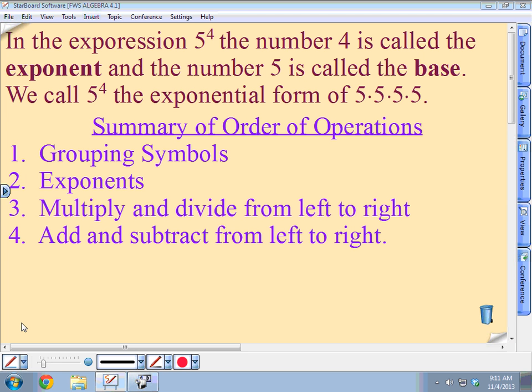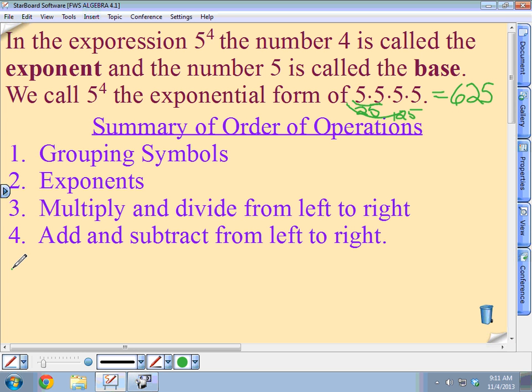We call this exponential form because what we're really saying is that we take whatever our base is and we multiply it by itself the exponent number of times. So 5 to the 4th just means that you have the number 5 multiplied by itself 4 times. Okay? And if you wanted to simplify that out further, you could say 5 times 5 is 25, and then times 5 more would be 125. And then 5 times more than that would be 625. So you could simplify the expression 5 to the 4th as 625.